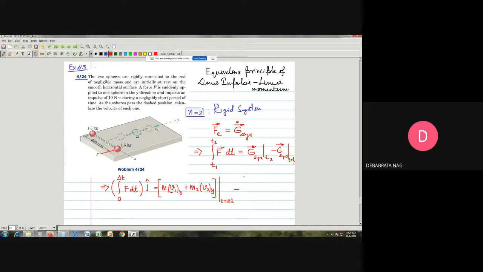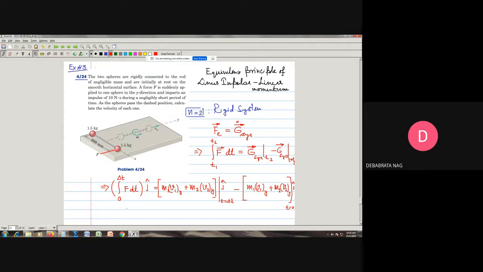Minus, we need to calculate the same quantity, which represents the total linear momentum of the system, m1 v1y plus m2 v2y, at time t equal to 0. This is in the j cap direction, and there is no force acting along the x direction, which means that the linear momentum in the x direction is going to be conserved.